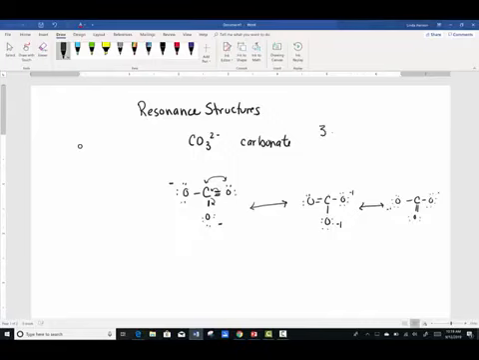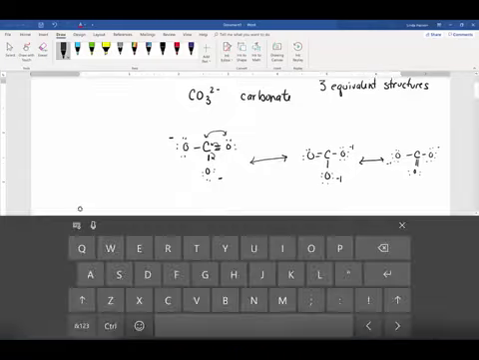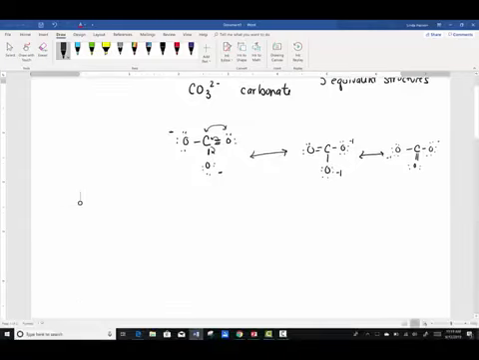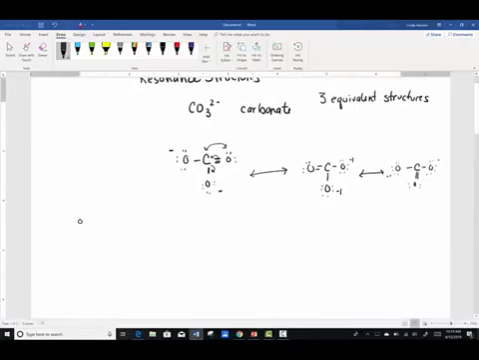Carbonate has 3 equivalent structures I can draw. Those structures are known as resonance structures, and the truth of the matter is one of them is not any more accurate than the other. One of them does not exist for a moment of time and then the other and then the third. They exist equally in a blended, delocalized way.